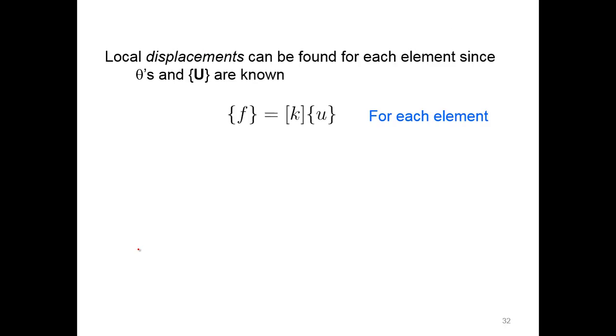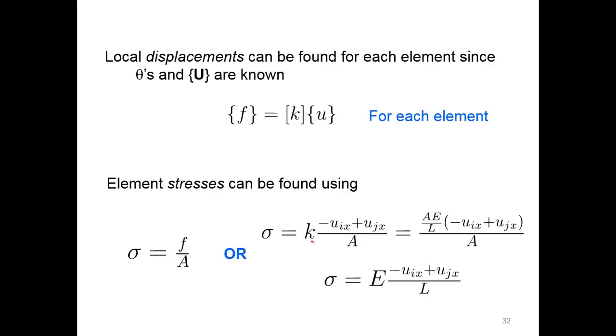All right, so local displacements can be found for each element since the angles and the global displacements are known. And once we know the global displacements, we can figure out the force. And if we know the force, we can get the stress. Force divided by the area gives us stress. Because the force is equal to the change in displacements times K, we can plug that into the numerator. K we know is AE over L, and solving, A is going to cancel out. So stress is basically the modulus times the change in local displacements all over L.